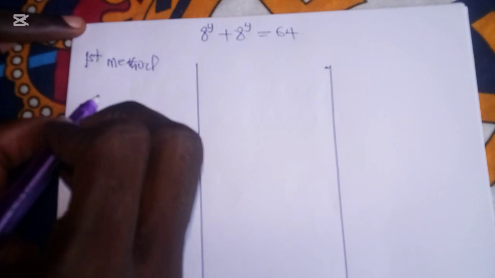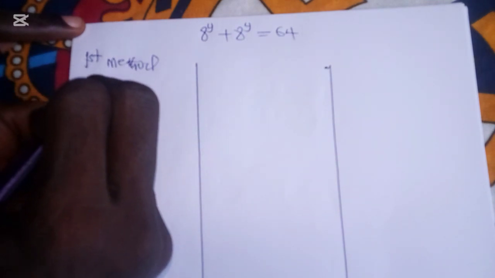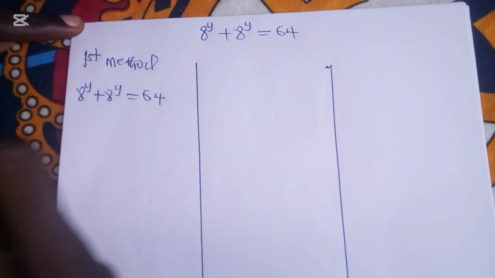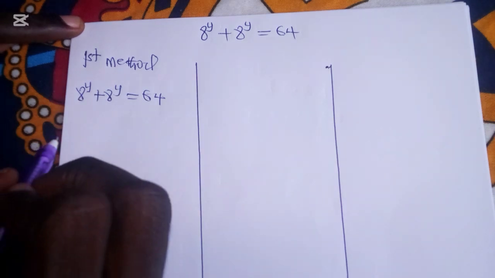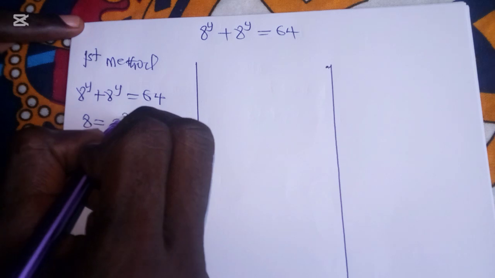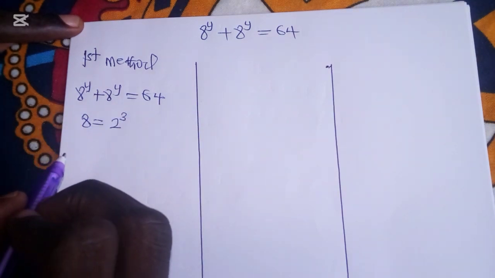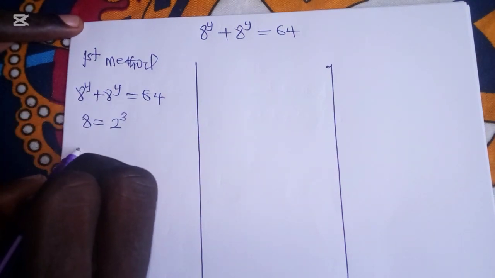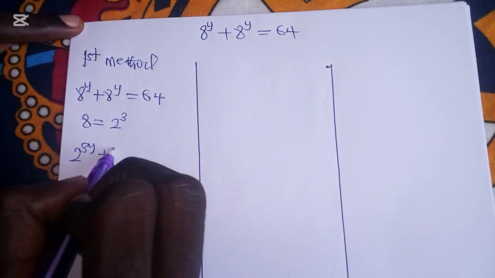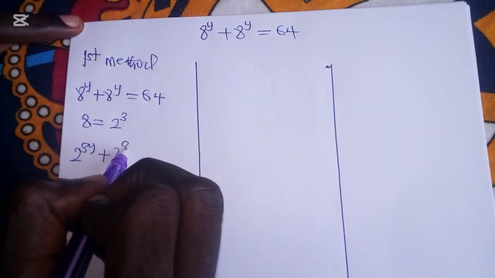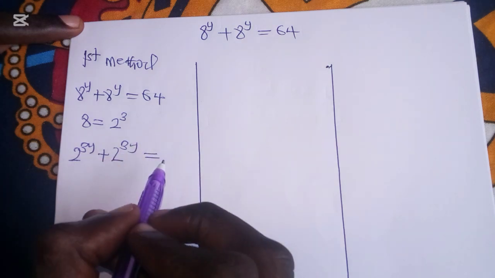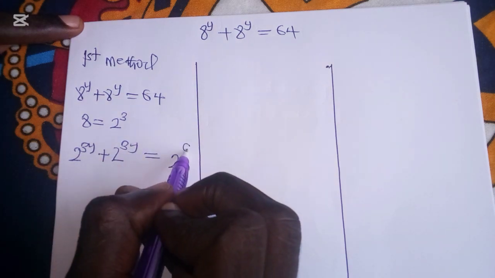Now the first method, since we are given 8 raised to the power y plus 8 raised to the power y is equal to 64, remember we know 8 can also be expressed as 2 raised to the power 3. Then instead of this we use this. Now we say 2 raised to the power 3y plus 2 raised to the power 3y. Then this is equal to, we know 64 can also be expressed as 2 raised to the power 6.